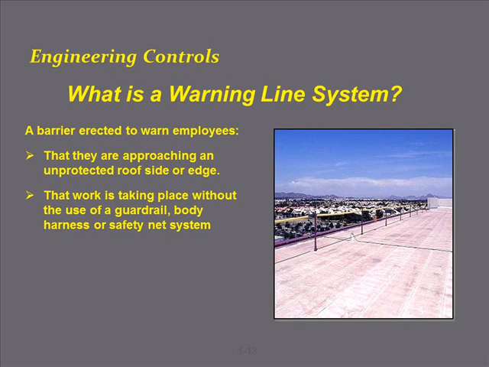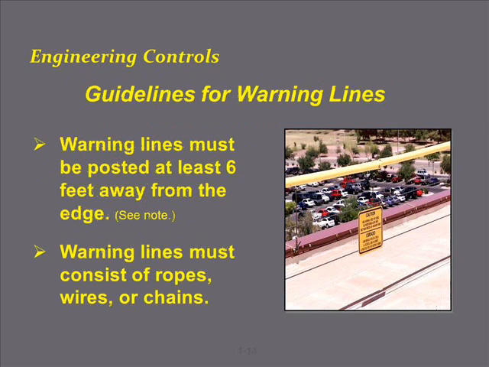A warning line system is a barrier that is erected to warn employees that they're approaching a fall hazard. This is used in areas such as leading edge work or on a roof, where your work is not on the edge of the building and no guardrail or fall arrest system is in place. Warning lines must be posted at least 6 feet away from the edge of the fall hazard, 10 feet if you're using mobilized or mechanized equipment. Warning lines may consist of ropes, wires, or chains that must be capable of supporting 50 pounds of force without tipping over.